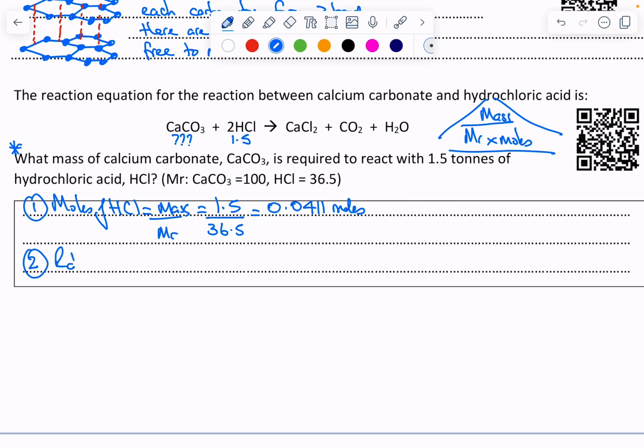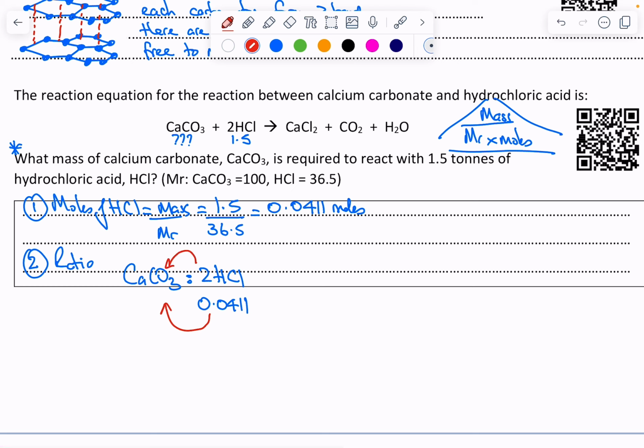Step two, we're going to use the ratio from the equation. So I can see here that 2 moles of HCl react with 1 mole of calcium carbonate. So let me just put that down. So I have got CaCO3 reacting with 2 lots of HCl. We've just worked out that we actually have 0.0411 of this. So what I'm trying to do here is go from here to here.